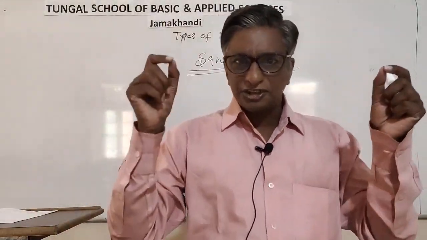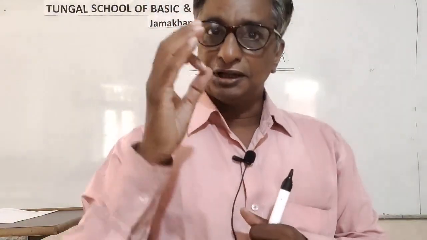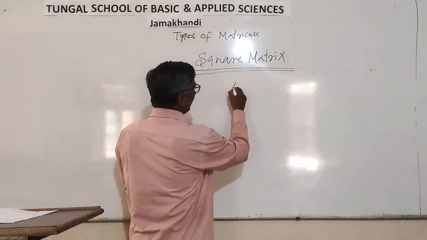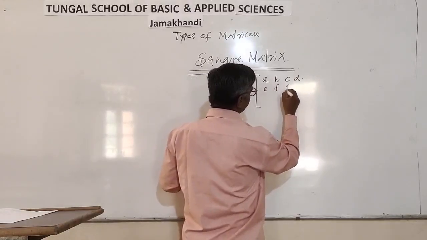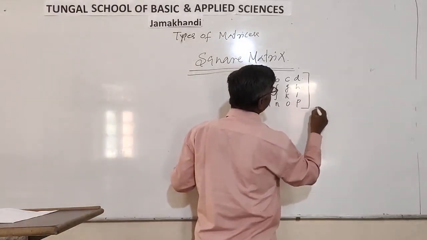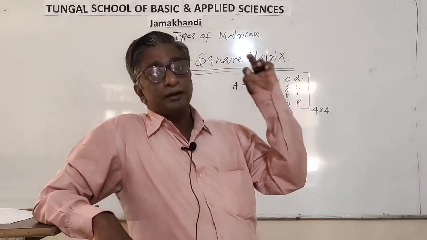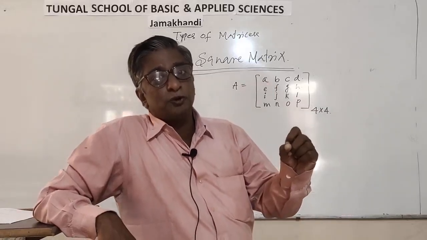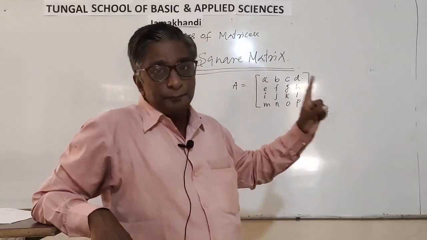If there are 5 columns and also 5 rows, then that matrix we are calling a square matrix. Do you understand? For example, A equal to A, B, C, D, E, F, G, H, I, J, K, L, M, N, O, P. This is 4 into 4. This matrix is known as square matrix. Very important matrix it is. A matrix having the same number of rows and columns, we call a square matrix.